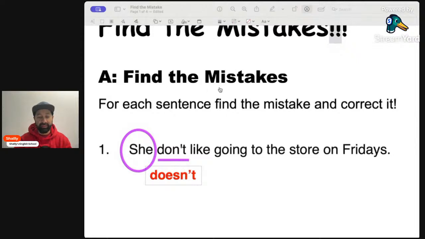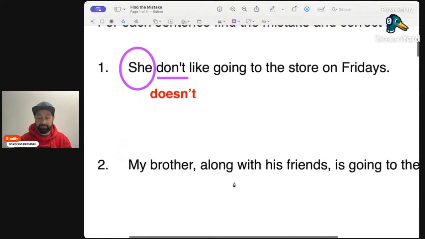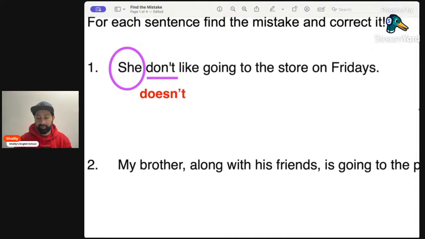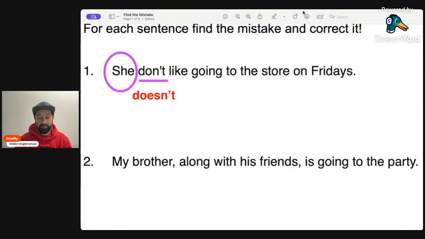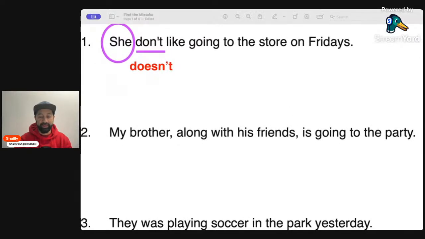Okay, so like I said, I'll be doing the first ones with you. And then I'll give you guys a chance to do it. Let's look at here. Number 2, I'm going to make this screen a little bit bigger so you can see. All right, so I'll leave number 1 on the screen so you can still look at it if you're falling a little bit behind. Number 2 says, my brother, along with his friends, is going to the party.